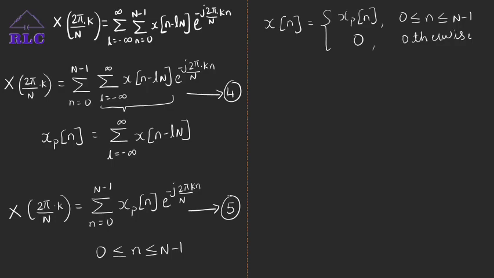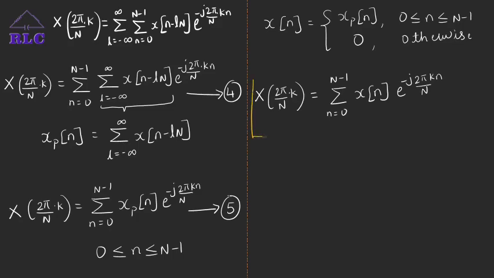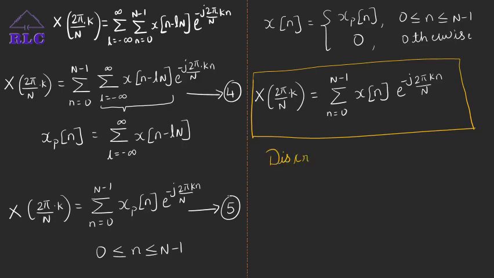So equation number 5 can be written as X of 2 pi by N into k is equal to summation n is equal to 0 to N minus 1 x of n. Xp of n can be written as x of n into e power minus j 2 pi k n by N. This expression is called as discrete Fourier transform. This is called as discrete Fourier transform equation.